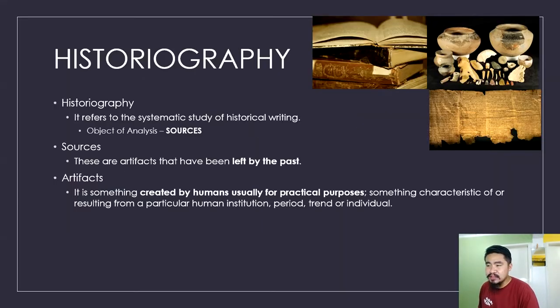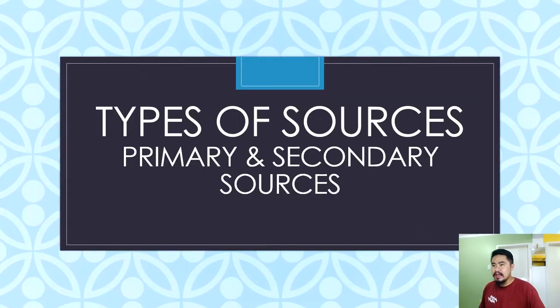Okay. So, I hope medyo nagets na natin yung difference between source and artifacts. So, artifacts, gawa yan ng tao and may certain purpose yan. And sources is generally gawa siya sa past. Now, let's go to the types of sources. So, we have two types, primary and secondary sources. Now, please take note of these two terms kasi ito yung mahalaga sa readings in Philippine history.